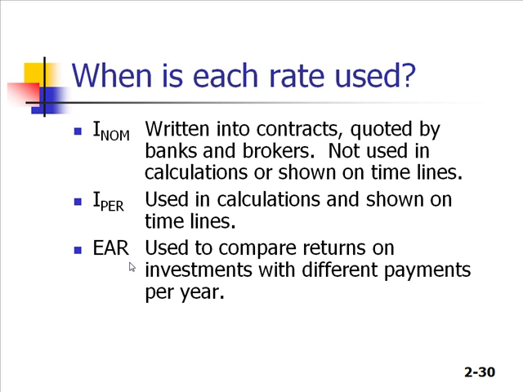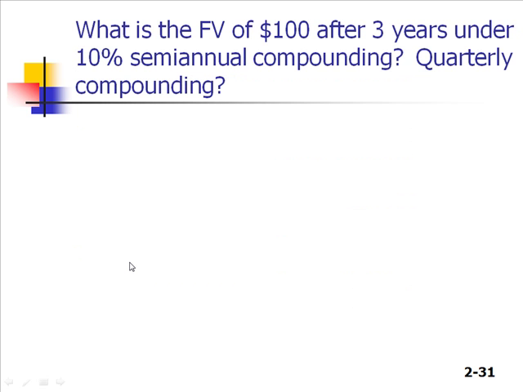The effective annual rate is typically used to compare two investments. Let's say that you've got one investment that'll pay you 8% compounded annually, and you've got another investment that only pays 7 3/4%, but it's compounded quarterly. Which one is better? I don't really know until I find the effective annual rate.